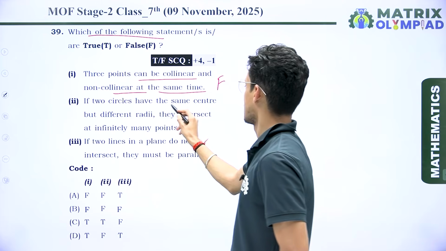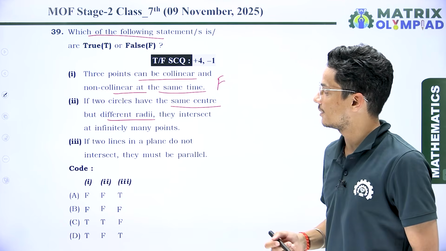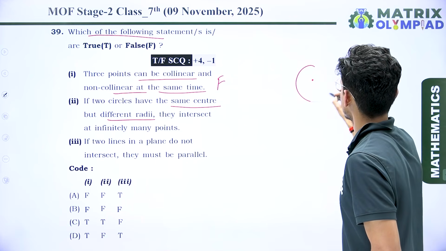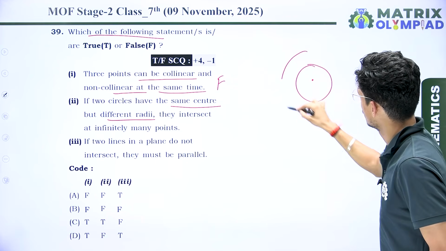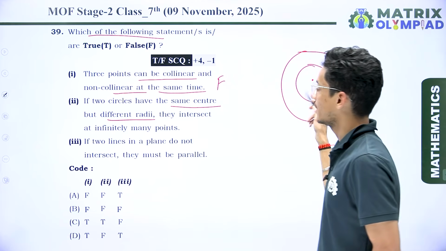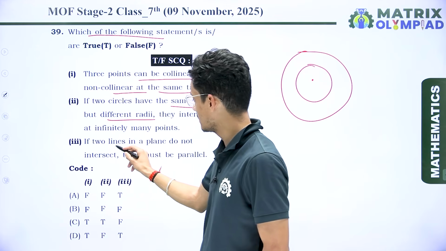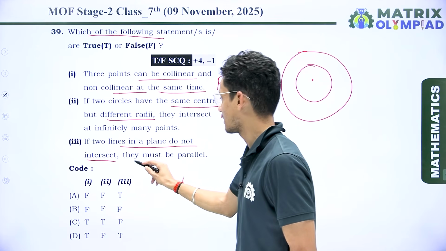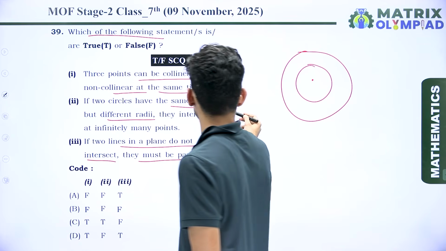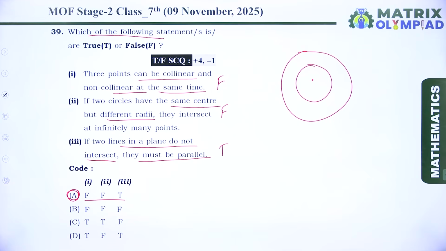If 2 circles have the same center but different radii, they intersect at infinitely many points. So let's assume we have a circle whose center is this one, and another circle whose radius is different but the center is same. So we can say that they do not intersect each other. Okay, so this one is false. The third, if 2 lines in a plane do not intersect, they must be parallel. Yes, this one is true. So the correct option is false, false and true. So FFT, it means option number A is the correct answer over here.